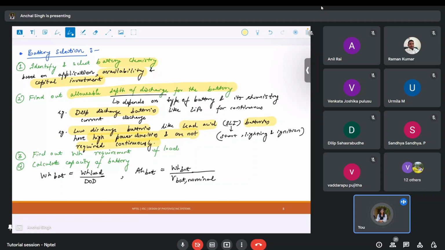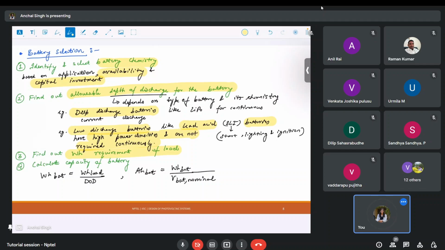Next thing we'll do is find out the requirement of the load profile, basically load profiling. If you talk about your home, how many lights are there, how many fans are there, refrigerator, AC, all these appliances together will give you a rough estimate of what is the watt hour requirement of your load. So that is what we'll estimate next.